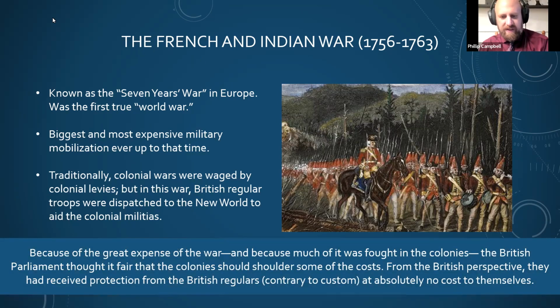Now, because the war was so expensive and because much of it was fought in the colonies, the British Parliament thought it was fair that the colonies should pay some of the costs. From the British perspective, this was extremely reasonable because the colonies had received protection from the British Army, contrary to custom. Remember, the British Army had not ever come over to the New World to fight like this. But this war was different. Contrary to custom, the British Army came here to protect the colonies from the French and their Indian allies, and the colonies had absolutely no cost to themselves. They got free military protection from the British Empire. So the British Parliament thought it only fair that the colonies shoulder the cost of this war, at least the North American parts of it.